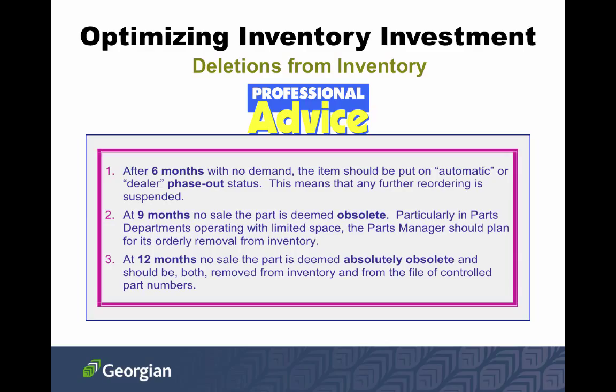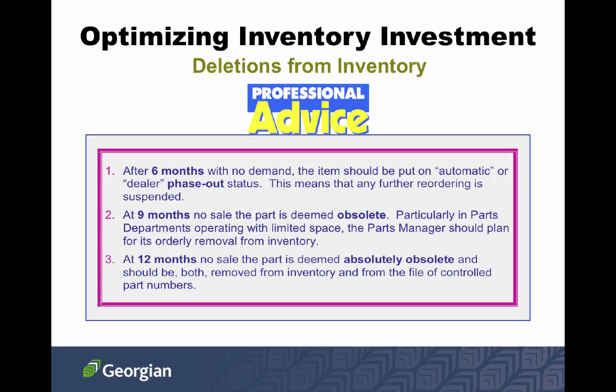So this is technically obsolete, as we've previously identified it. At 9 months no sale, the part is deemed obsolete. Particularly in parts departments operating with limited space, the parts manager should plan for its orderly removal from inventory. And as earlier indicated from the research in dealerships, 85% is the probability that a part that's not moved in 9 months will not move in the next 3 months that are remaining. So it's clearly obsolete, it's redundant, it shouldn't be on the shelf, because even if it moves once, it's still not a qualifying stocking level according to our additions to inventory discussed a moment ago.